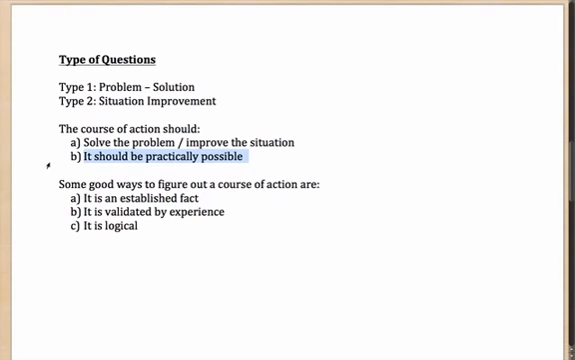Some of the good ways to figure out which course of action can be followed and which not are these. Is it an established fact? Because if it is, it can be a very valid course of action. Is it validated by experience? If something is validated by experience, that can also be considered a valid course of action. Is it logical? Well, any course of action that you are going to follow has to be logical. That's why this comes under logical reasoning sometimes.